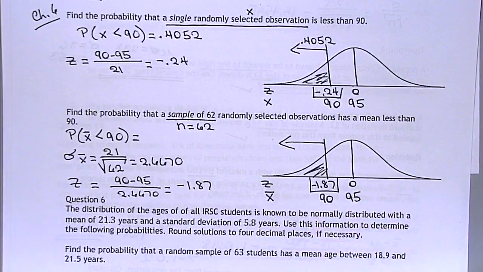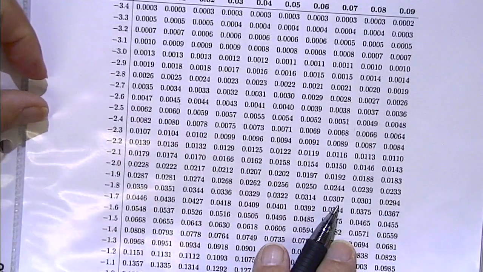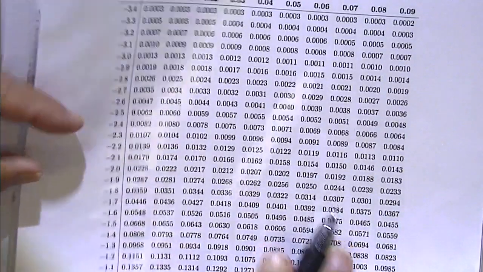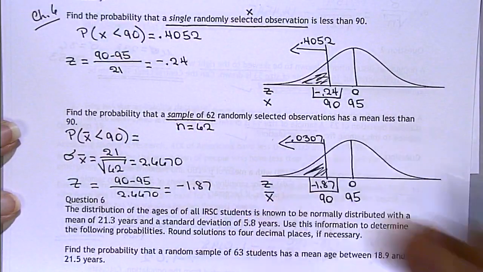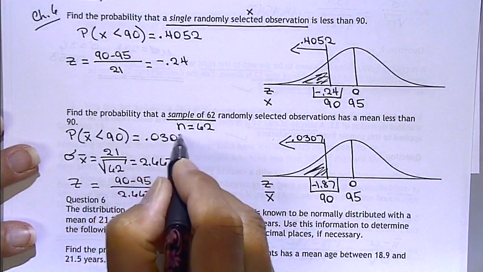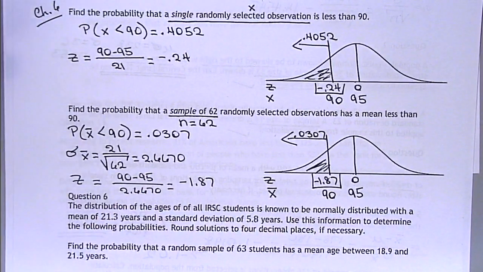And I look it up. Negative side of the table, 1.8, 7. I get 0.0307. Okay, perfect. That's the answer to my question. 0.0307 is the probability. Because it's an area to the left problem, I don't have to do anything. The z-table gives me area to the left.